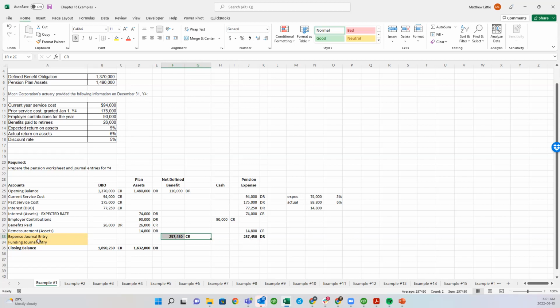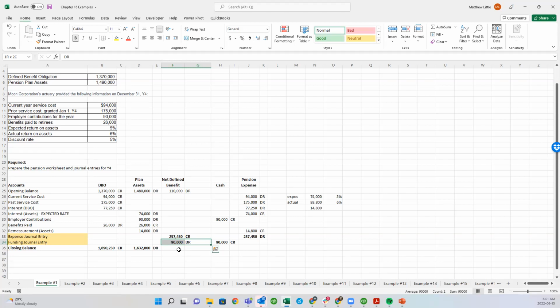Now we need to determine our funding journal entry. In this case, we only have one contribution. So we need to credit cash. And we need to debit our net defined benefit.